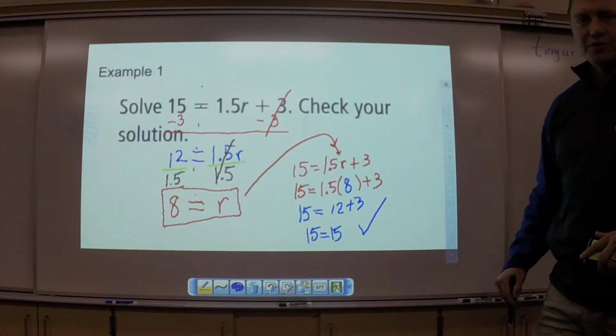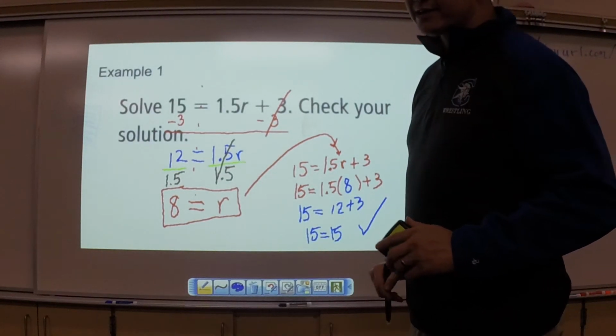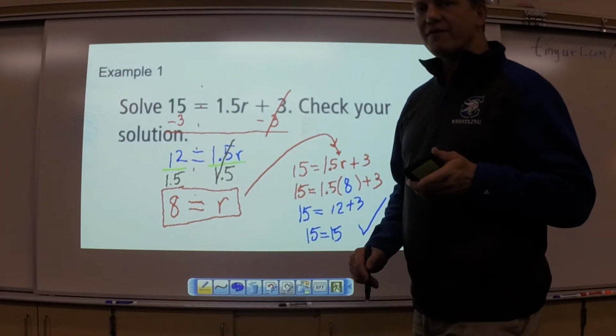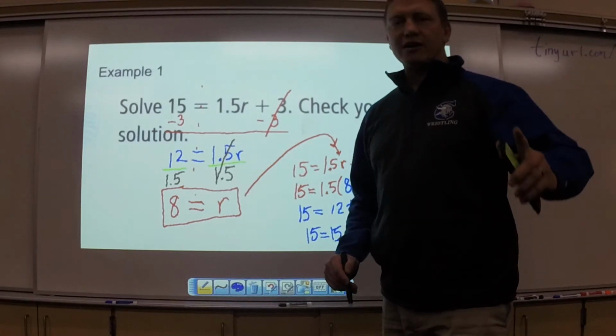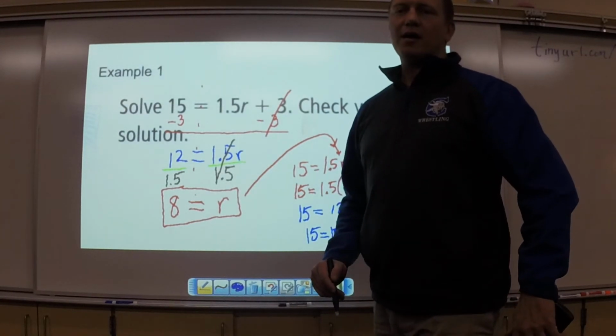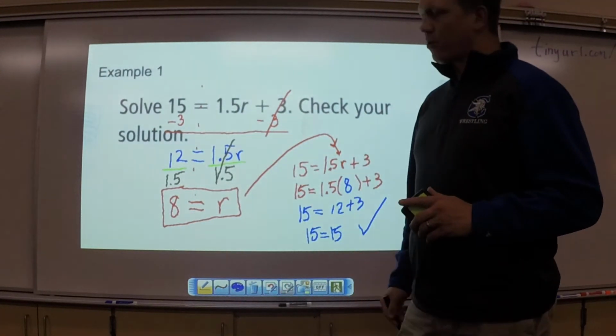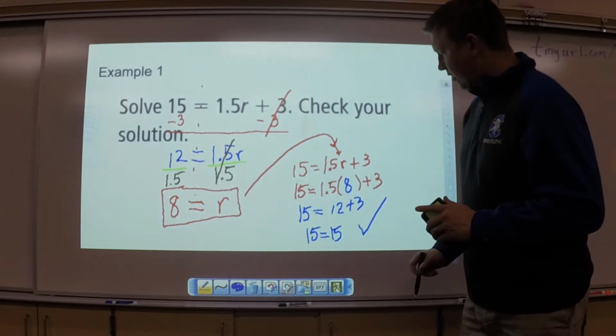That is checking my solution, making sure that it's correct. I may ask you to do that on a test, all right? Because there's a lot of value in just being able to check our solution and plug it back in. In future chapters, future units, that'll be a really important thing to know how to do, all right?